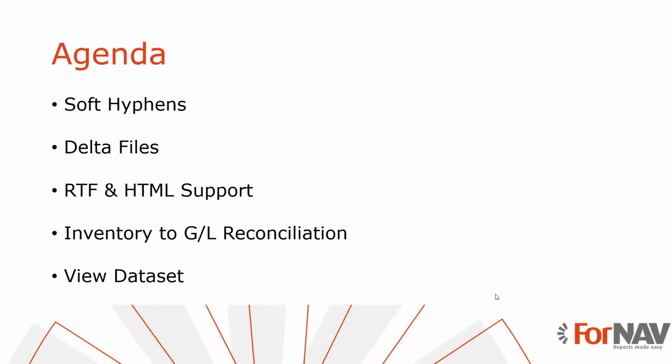With delta files you can compare two reports, create a JSON file with the differences, and apply that JSON file to another report. Then we're going to talk about how you can use rich text formatting and HTML support with reports for ForNAV. We'll talk about the new report that we added to ForNAV 3.2, which is the Inventory to GL reconciliation report. And last we will look into how to view the dataset, where you can create an XML file that displays the data that is transported from NAV to reports for ForNAV.